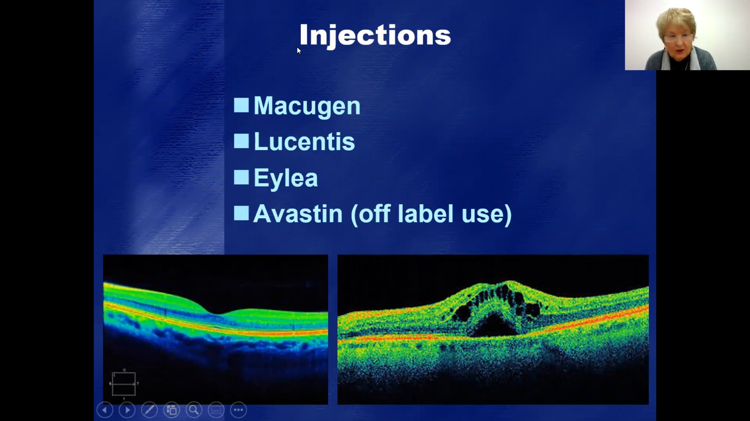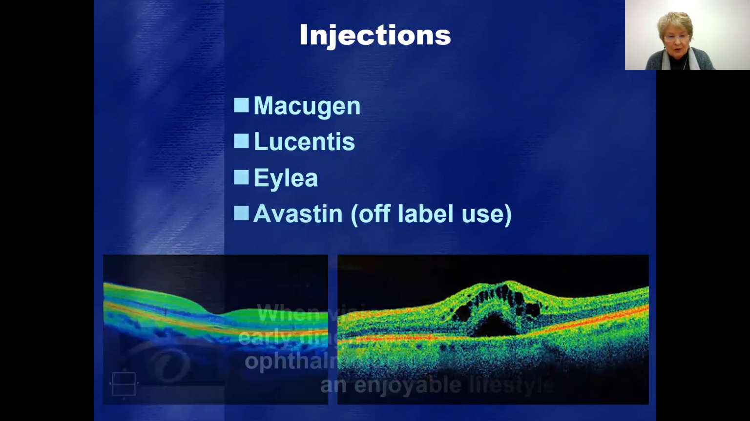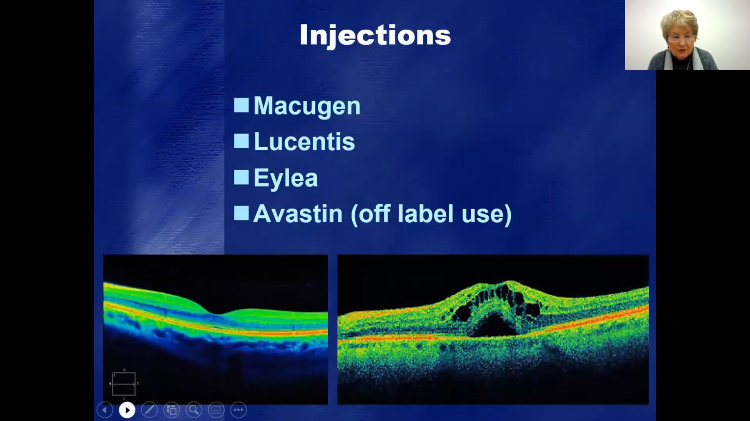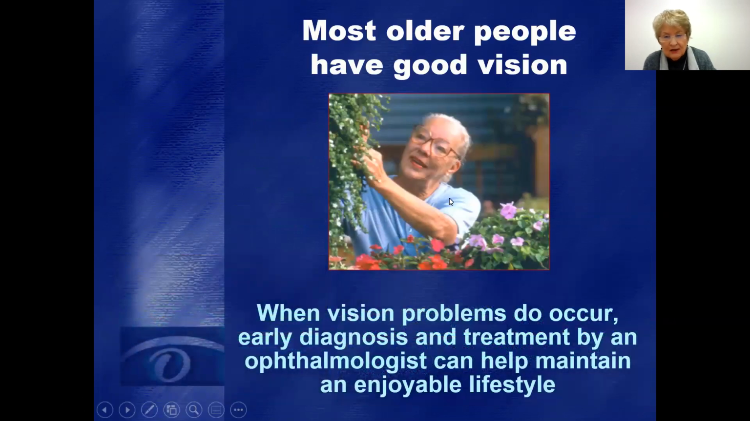There's a brand new injection that's just come on the market called Vabysmo, and it's new and involves less frequent injections. So we'll see how that will be for the future. But we have all this available by our retina specialists in our practices, both in New Jersey and in Pennsylvania. So, we would hope to have good vision as we grow older, and as vision problems do occur, early diagnosis and treatment by an ophthalmologist can help us maintain an enjoyable lifestyle.